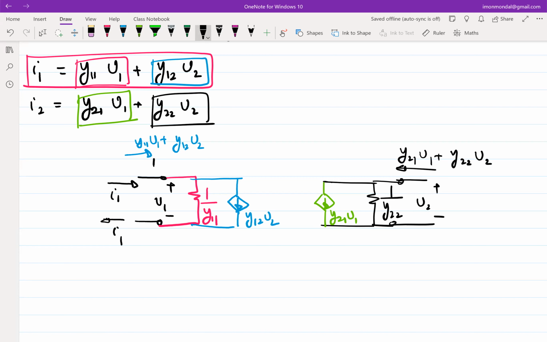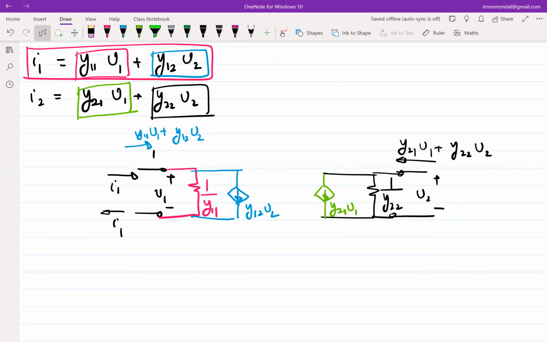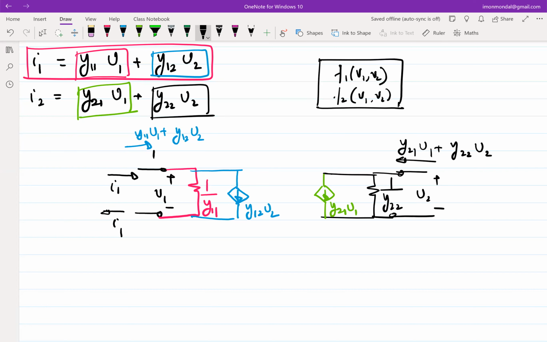So before we move forward, let's say I give you a generic nonlinear network. This is I, F1(V1, V2), F2(V1, V2). And let's say you have this nonlinear network, and I ask you to experimentally extract the values of the Y parameters, incremental Y parameters, right?